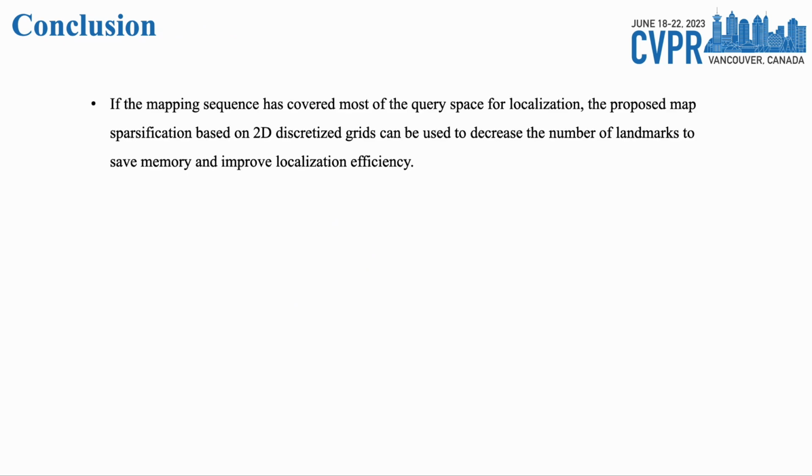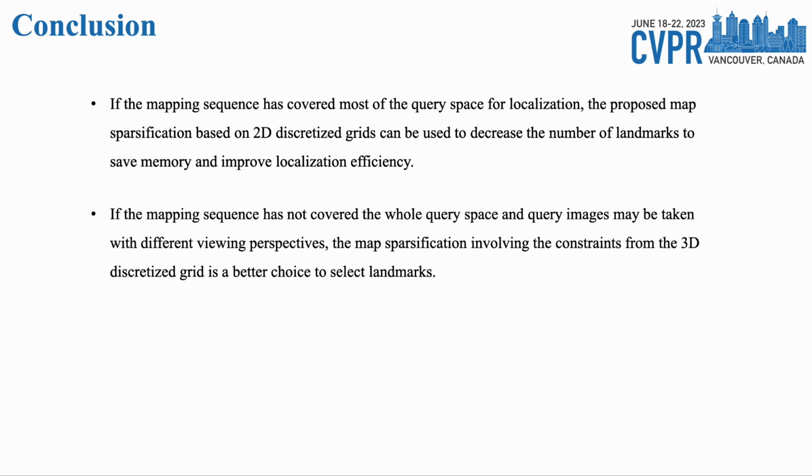In summary, we propose two novel terms for efficient map sparsification. If the mapping sequence has covered most of the query space for localization, the proposed map sparsification based on 2D discretized grids can be used to decrease the number of landmarks to save memory and improve localization efficiency. If the mapping sequence has not covered the whole query space and query images may be taken with different viewing perspectives, map sparsification involving the constraints from the 3D discretized grid is a better choice to select landmarks.